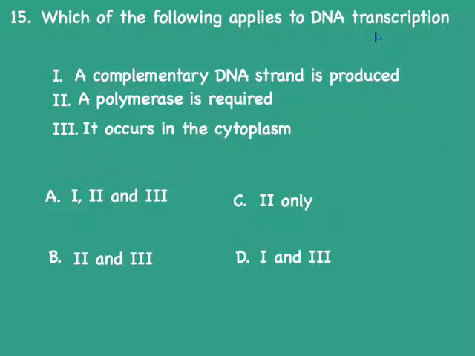As DNA is transcribed, a messenger RNA is created. A complementary strand of messenger RNA is created. So it means that 1 is incorrect. This transcription happens in the nucleus, so it means that 3 is also incorrect. But polymerases are certainly required to help catalyze the process of transcription. So it means that C, 2 only, is the correct response.